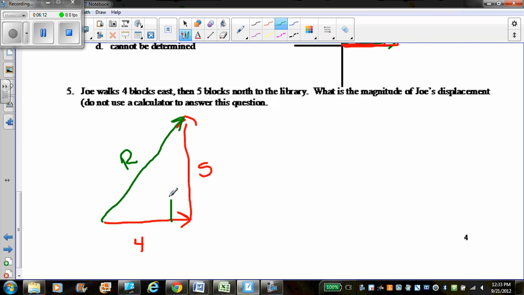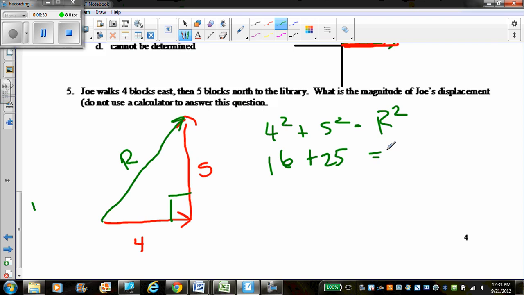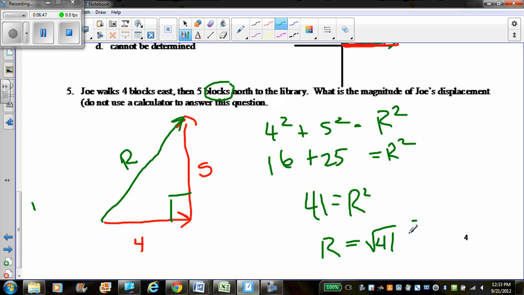I can solve this with the Pythagorean theorem. I can say that 4 squared plus 5 squared is equal to r squared. So 16 plus 25 is equal to r squared. 16 and 25 is 41. 41 is equal to r squared. And so r will be the square root of 41. And my unit in this problem is blocks.